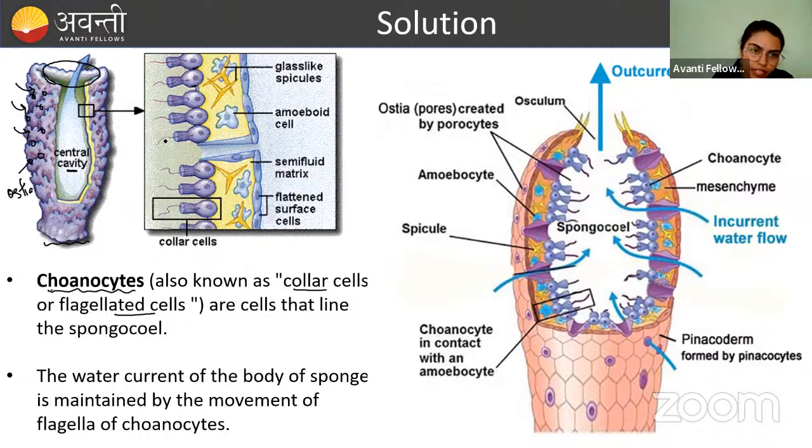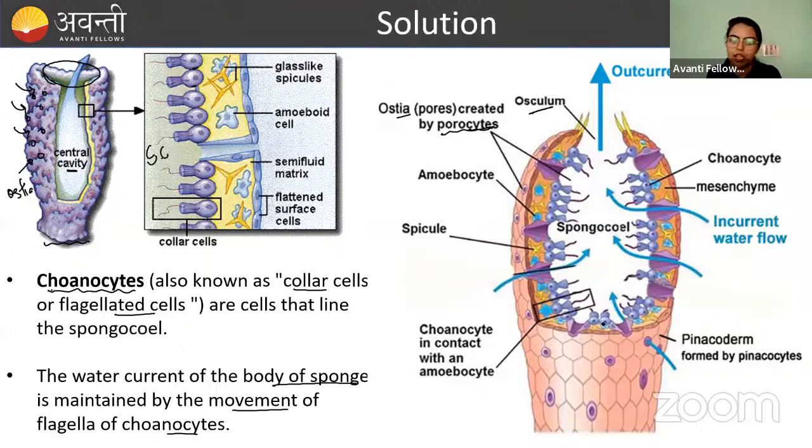यहाँ पे दिख रही है? So यहाँ पे central cavity है spongiocele and they are lining the cavity of spongiocele. The water current of the body of sponge is maintained by the movement of flagella present on the choanocytes. You can look here, this is osculum and this is ostia through which the water will be inserted. And these ostia have a special name called porocytes. Pore containing cites. Cyte simply means cell, poro means pore. So these are the cells which have pore, hence porocytes.